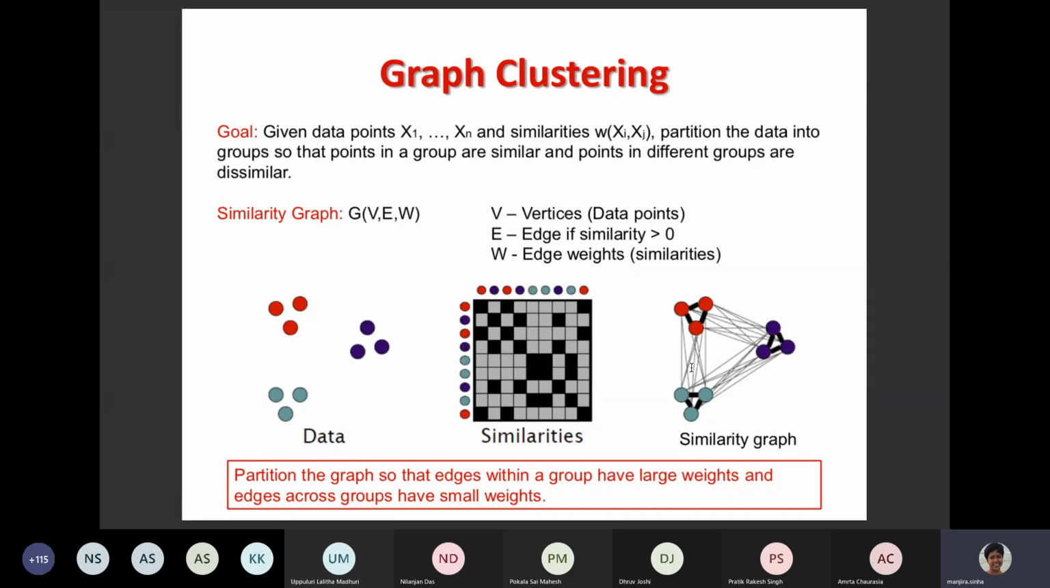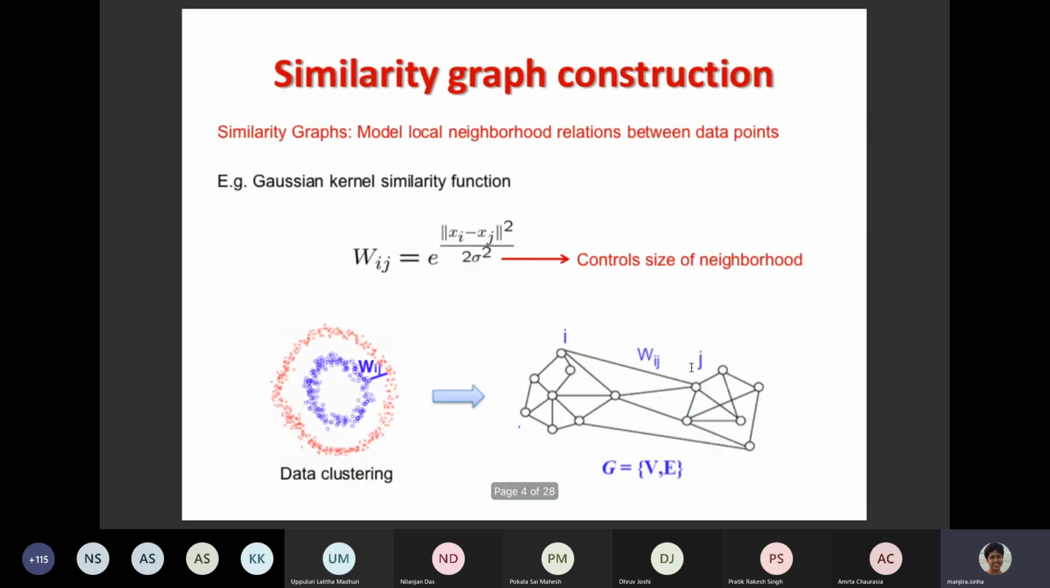If you think in an ideal setting, it may be the case that all the data points are somewhat similar to all other data points. So will we go for a fully connected graph then, or will we have a threshold for similarity? For that, we need to model local neighborhood relations between data points, because a completely connected graph may not be appropriate for many applications.